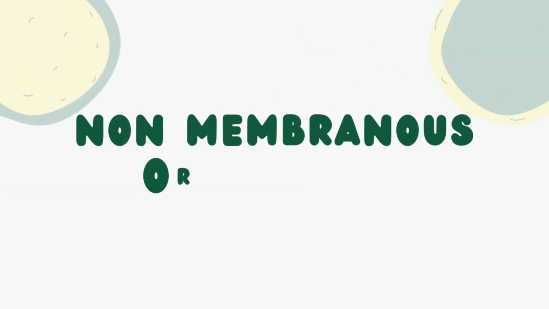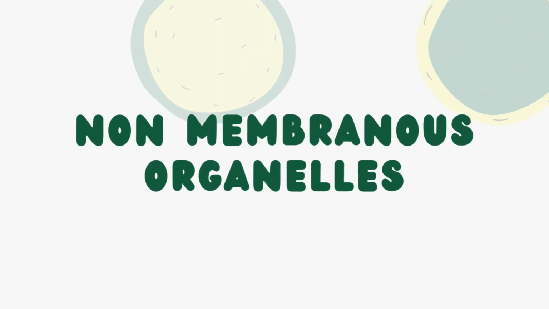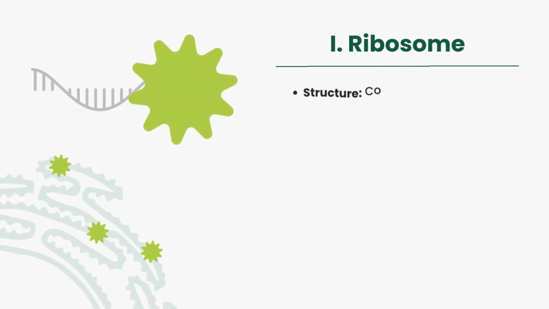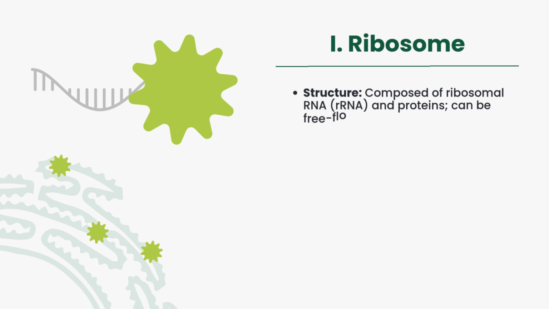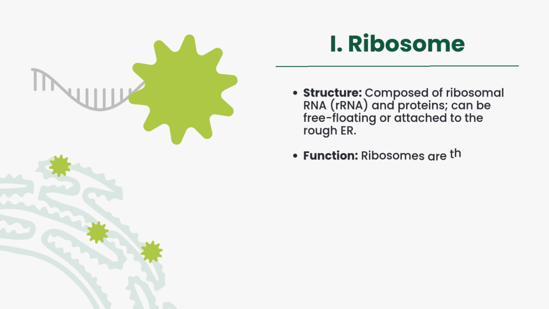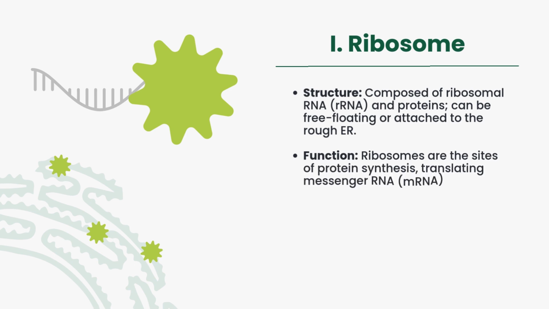Now, we move on to the non-membranous organelles. Number 1. The ribosomes. They are composed of ribosomal RNA, or rRNA, and proteins, which can be free-floating in the cytoplasm or attached to the rough endoplasmic reticulum. They are the site of protein synthesis, translating messenger RNA into polypeptide chains. We will know this process in detail when we talk about protein synthesis.